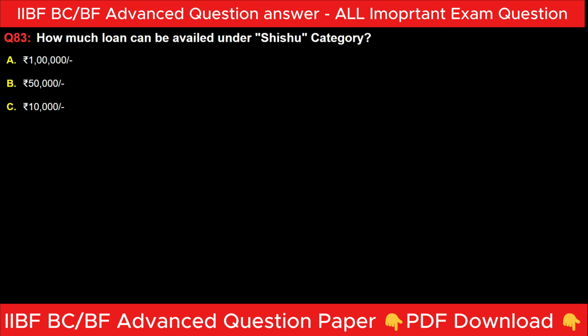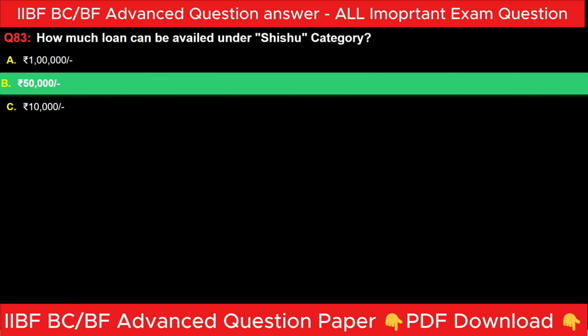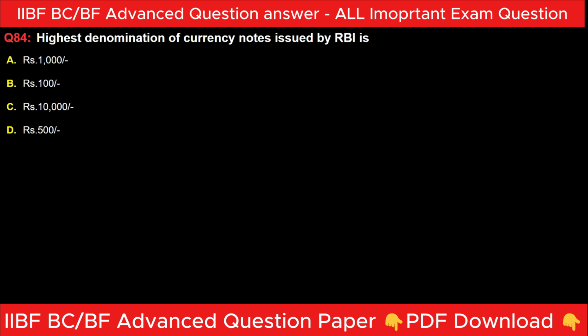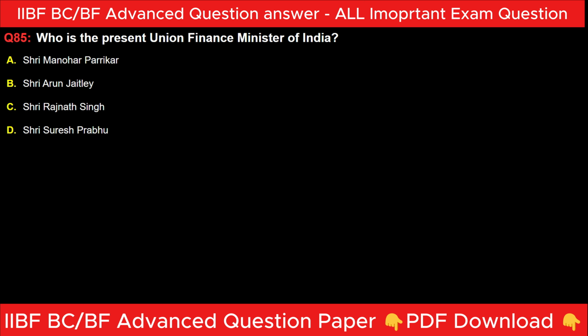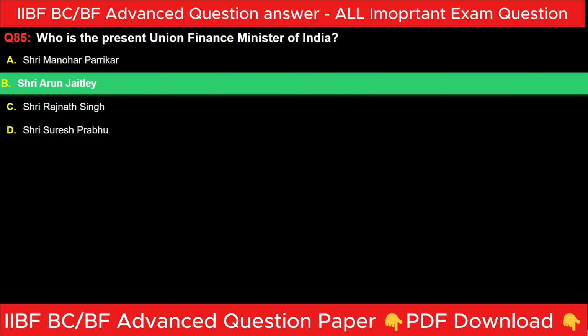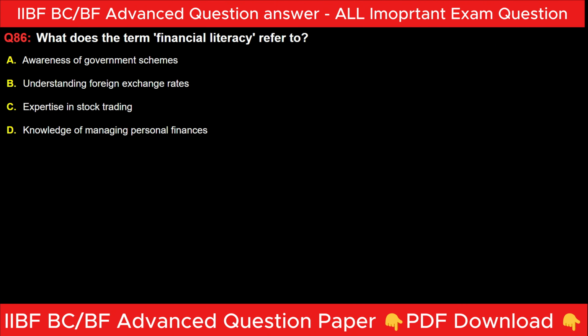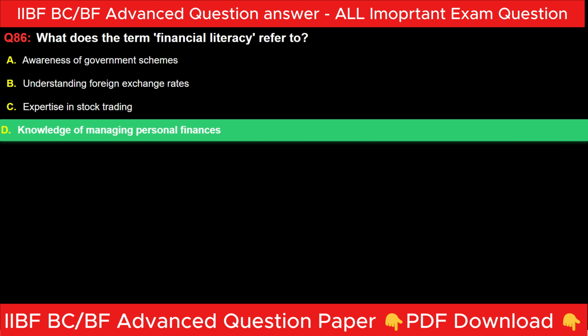How much loan can be availed under Shishu category? ₹50,000. Highest denomination of currency notes issued by RBI is ₹10,000. Who is the present Union Finance Minister of India? Shri Arun Jaitley. What does the term financial literacy refer to? Knowledge of managing personal finances.